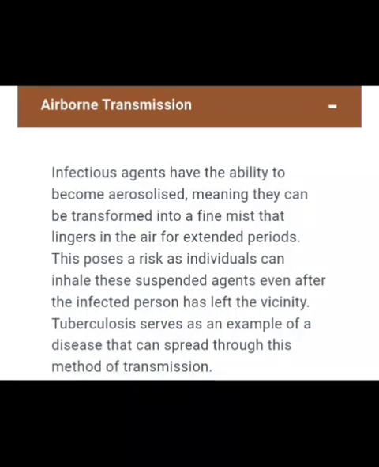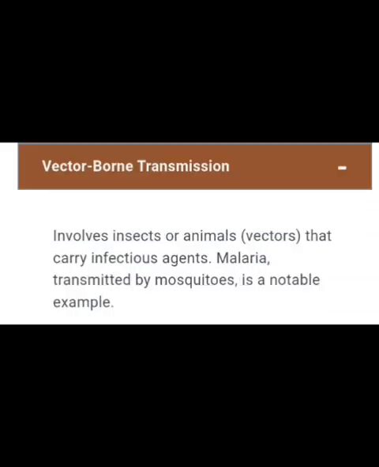4. Airborne transmission. Infectious agents have the ability to become aerosolized, meaning they can be transformed into a fine mist that lingers in the air for extended periods. This poses a risk, as individuals can inhale these suspended agents even after the infected person has left the vicinity. Tuberculosis serves as an example of a disease that can spread through this mode of transmission.